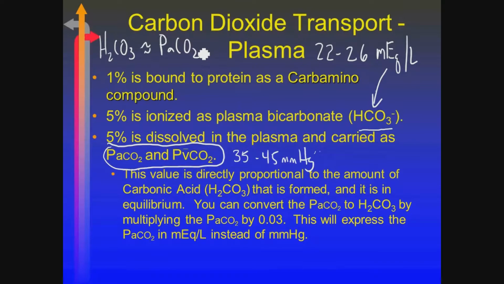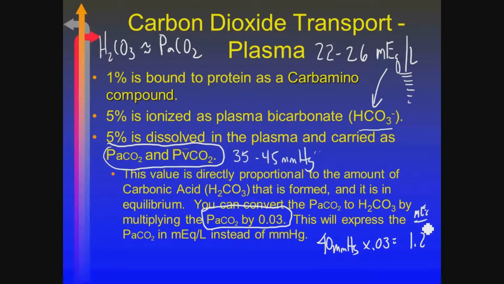If I want to figure out how much PCO2 is present, but I want to express it in this unit of measurement, I multiply the PaCO2 by 0.03. So for instance, if I had a PaCO2 of 40 millimeters of mercury, I multiply that by 0.03, and I can say that I have 1.2 milliequivalents per liter of carbonic acid. I'm just basically expressing this partial pressure in the same units of measure that I would the bicarbonate.